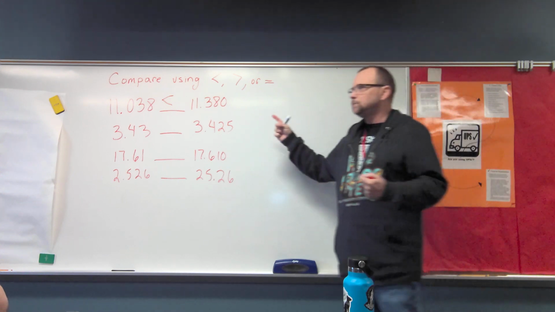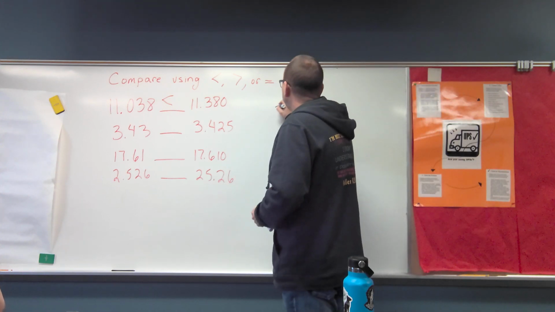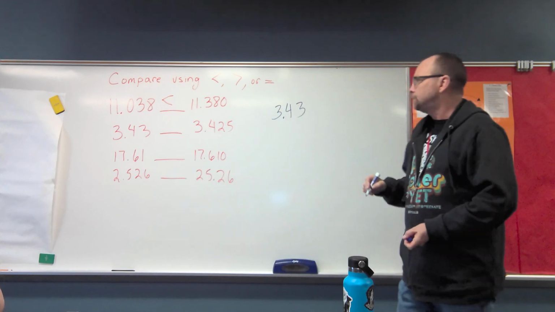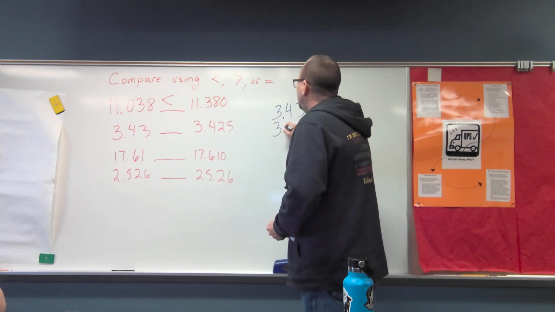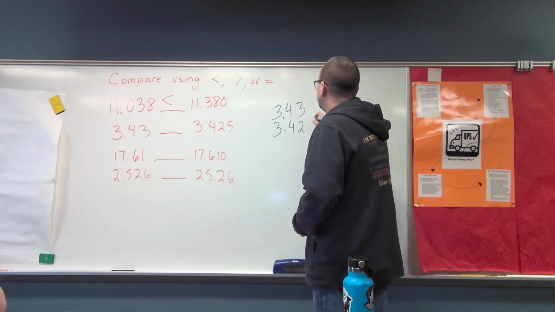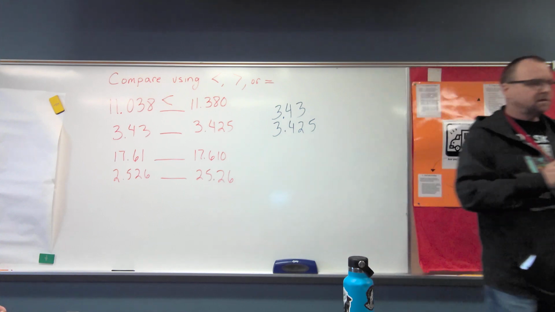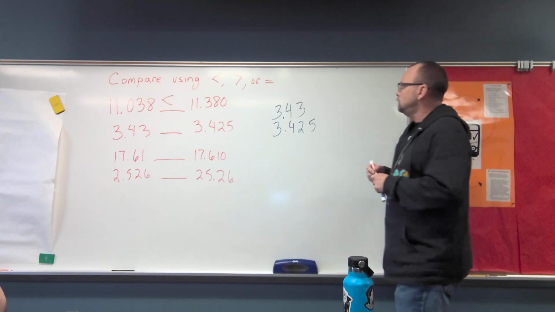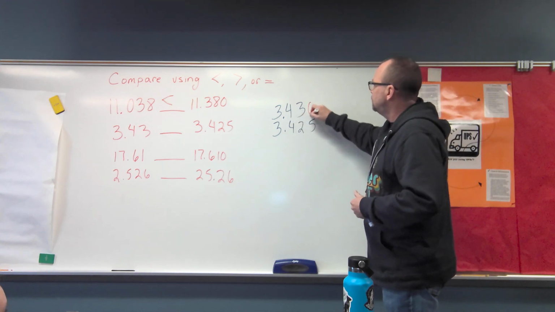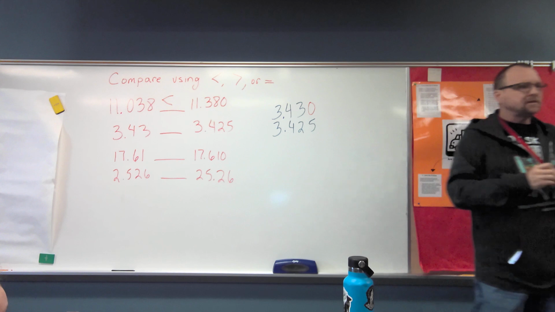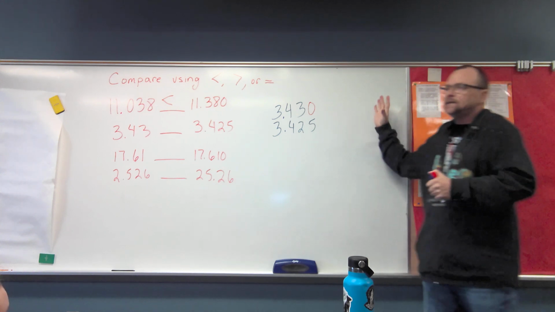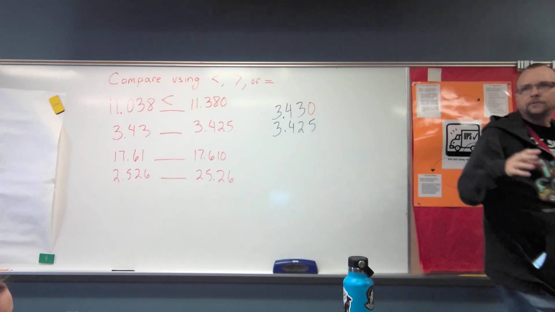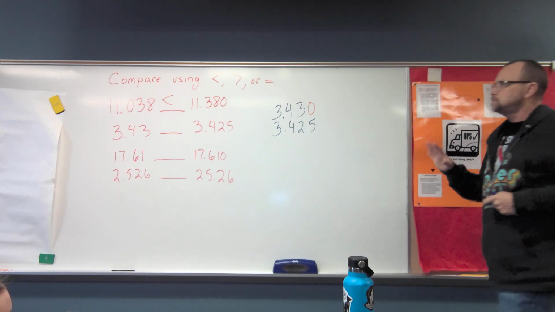We have to line up the decimal point, or line up the place values. 3 and 43 hundredths. 3 and 425 thousandths. Now what makes it easier is you can add this 0, because 43 hundredths is the same as 430 thousandths, because I just added 0 thousandths. If I add 0 to something, it doesn't change the value.